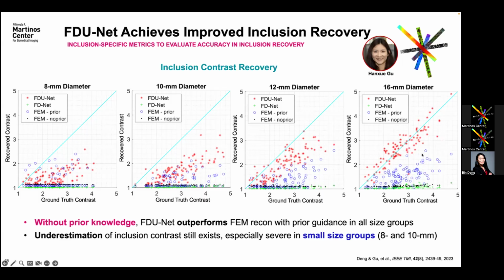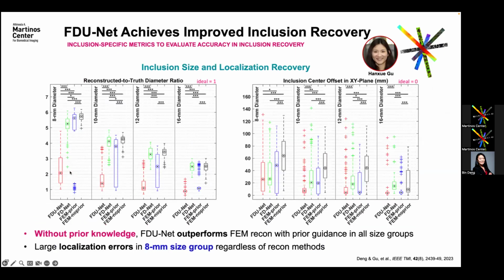So here, we gave the structural information. We tell the reconstruction there is a lesion at this spot and what the size is. In this way, the traditional method can recover a decent amount of contrast, but realize that the FDUNet actually got better performance even without the structural prior information. But when you look at the smaller size groups, it's still recovering maybe half at best. So it's still challenging in small groups.